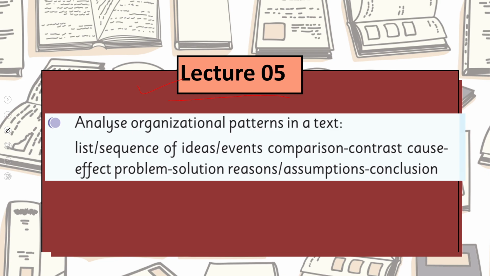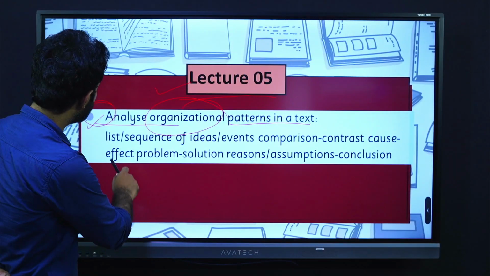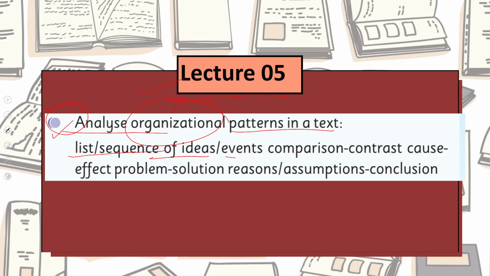Lecture 5 again is about your reading comprehension, where you will talk about analyzing organizational patterns in a text. So when we are talking about organizing a text, we find list or sequence of ideas, events, we find comparison, contrast, relationship, cause and effect, problem solution, reason, assumption and conclusion. So how many things do we have? List and sequence of ideas, 1. Comparison and contrast, cause and effect, problem solution, reasons and assumptions.